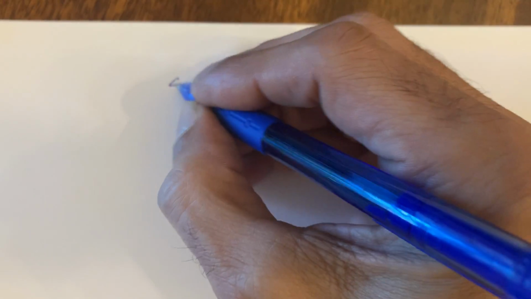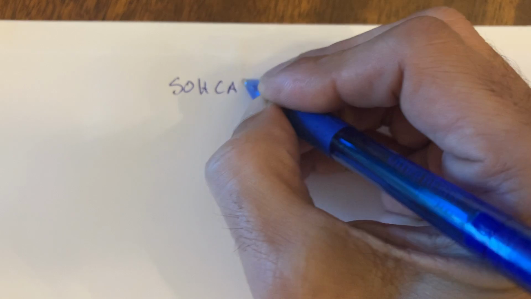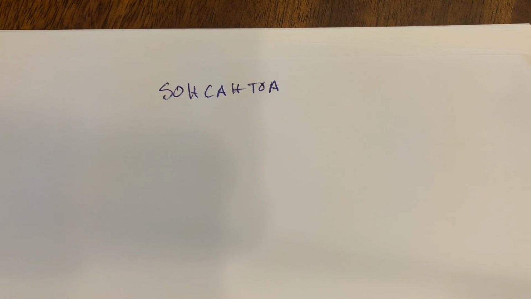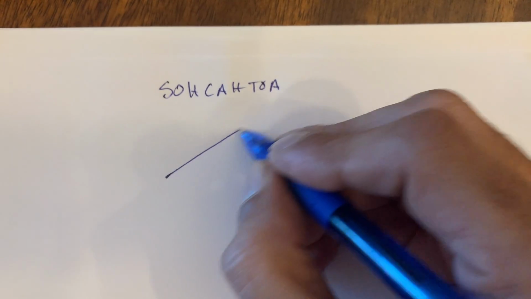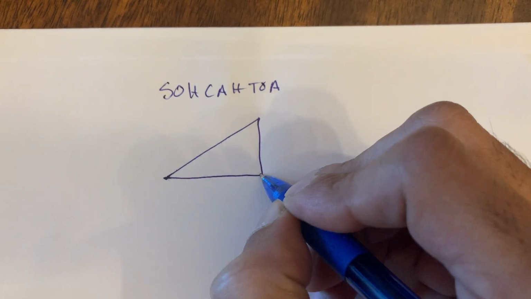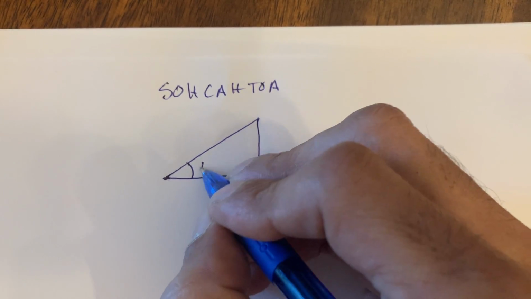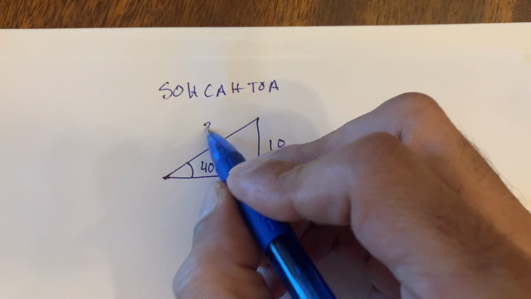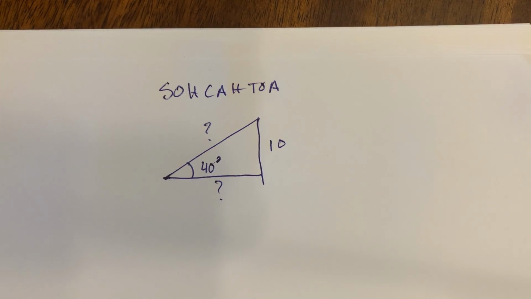Okay, continuing on with our SOHCAHTOA, let's make up some interesting questions. So let's first just look at triangles, and I'll start using word problems later. Let's say we have an angle here that should say 40 degrees, and this is 10. And you're asked to find this and this.